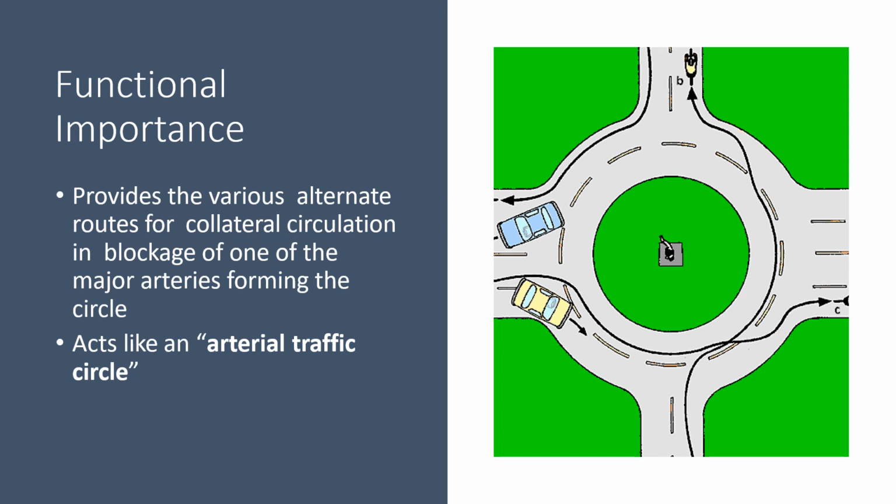However, if one of the major arteries forming the circle of Willis is blocked, the circle of Willis provides various alternate routes for collateral circulation like an arterial traffic circle. So, the functional importance of the circle of Willis lies in the fact that it provides the various alternate routes for collateral circulation in blockage of one of the major arteries forming the circle, like an arterial traffic circle.